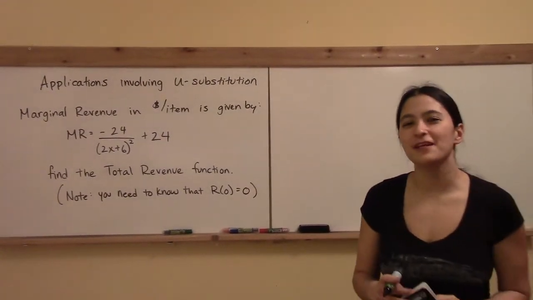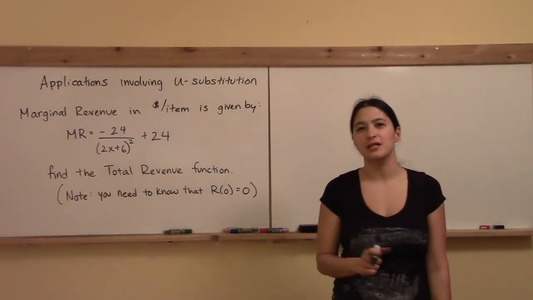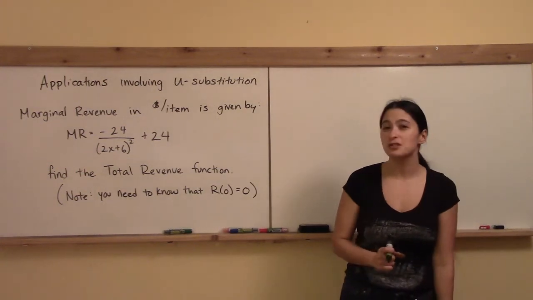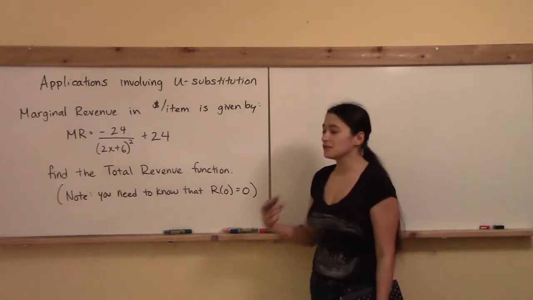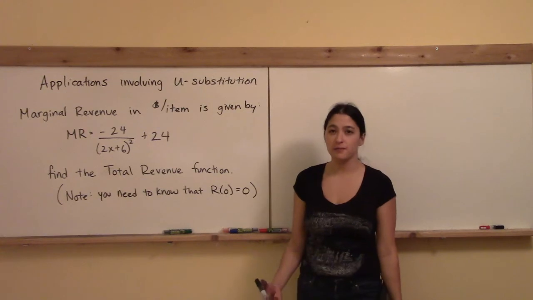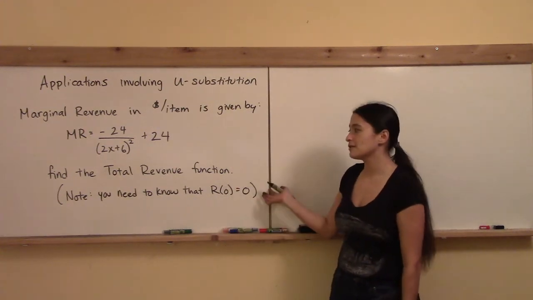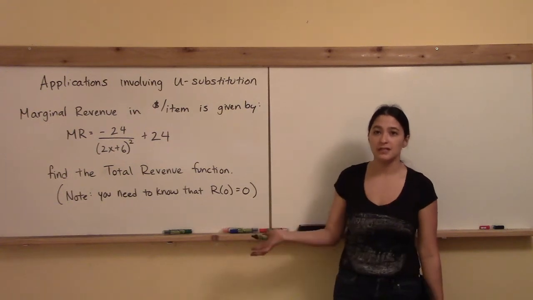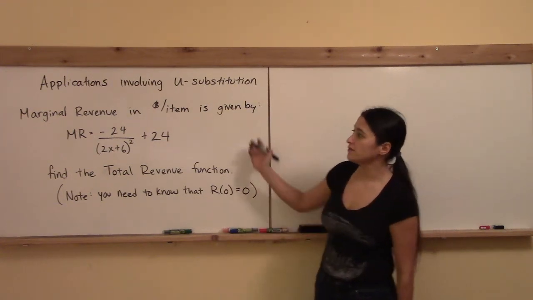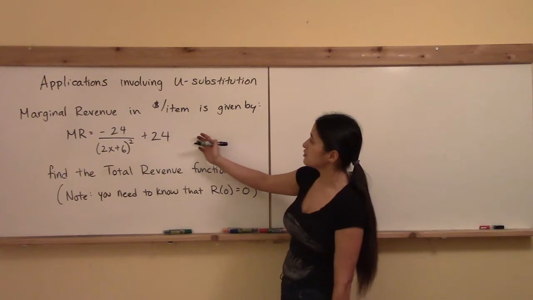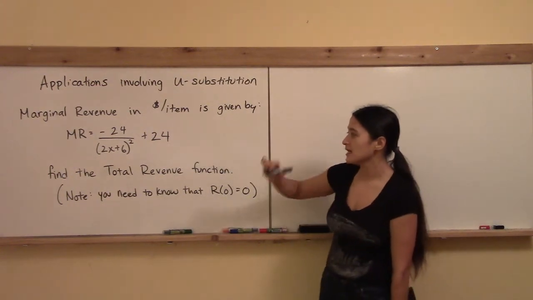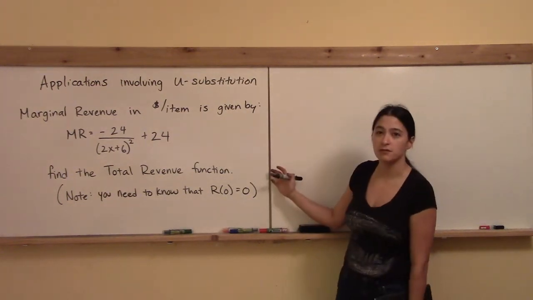Hi, in this video we're going to see an application question where we need to enact U-substitution. Now during this part of the course we've seen a lot of application questions where we're given a marginal quantity and we're asked to find the total quantity. Once again, we're in the situation where we've been given marginal revenue in dollars per item as a function of x, and then we're asked to find the total revenue function.